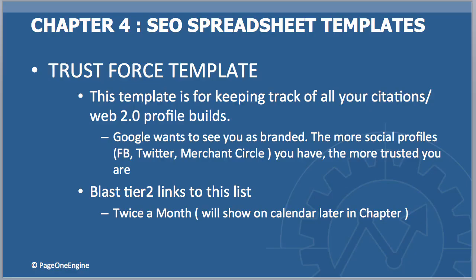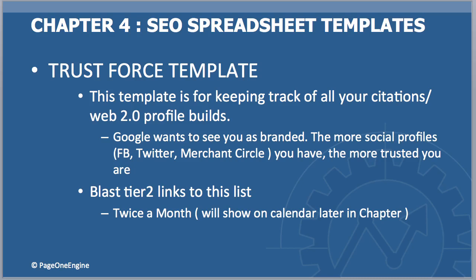Okay, so the TrustForce template is used to mark down all the citations that you build out for each property. I'm talking citations, social media sites, and Web 2.0 profiles. You want to keep track of all the accounts and know the URLs that you have built on each of those accounts for your brand. Google wants to see you as a branded company, so the more social profiles you have completed, the better you're going to look in the eyes of Google and the more they're going to trust you. And what you want to do with this list is grab it and blast tier 2 links to it with some Fiverr packages. That's key. So you're going to have a list of URLs already in place. You don't have to go and search for them and just blast them.